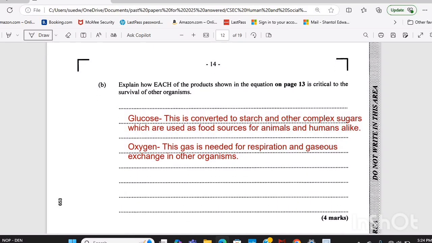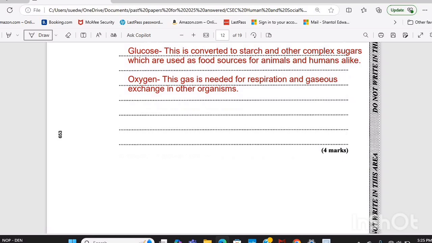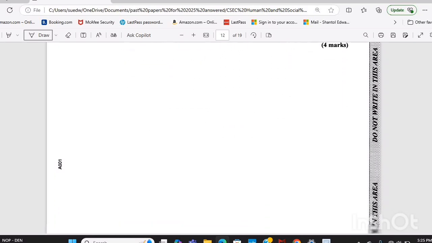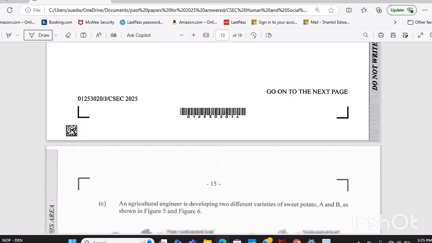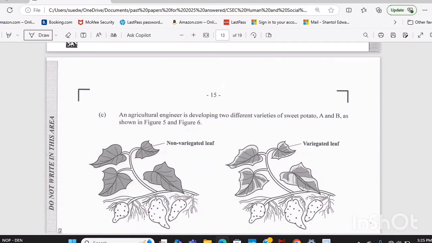Now, it's asking you to basically state the importance of glucose and oxygen. So glucose is converted to starch and other complex sugars, which are used as food sources for animals and humans, right? So that would be how it is critical to the survival of other organisms. And the oxygen is the gas which is needed for respiration and gaseous exchange in other animals. All right, so that would give you your 4 marks, and I think we could all figure it out. So good so far. I think this exam so far is pretty manageable, pretty easy.